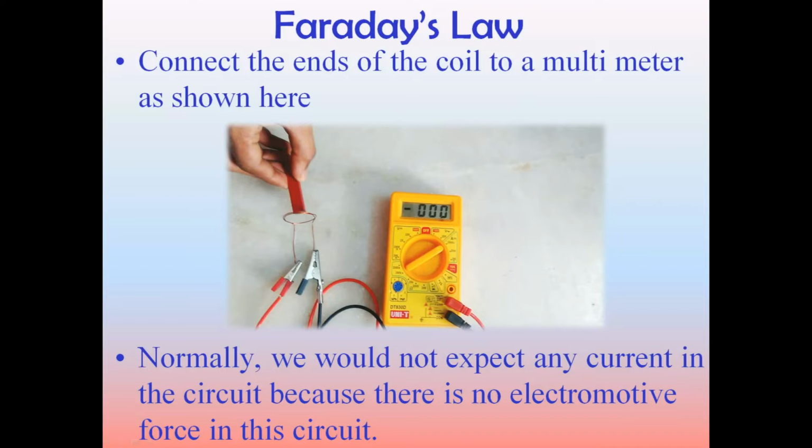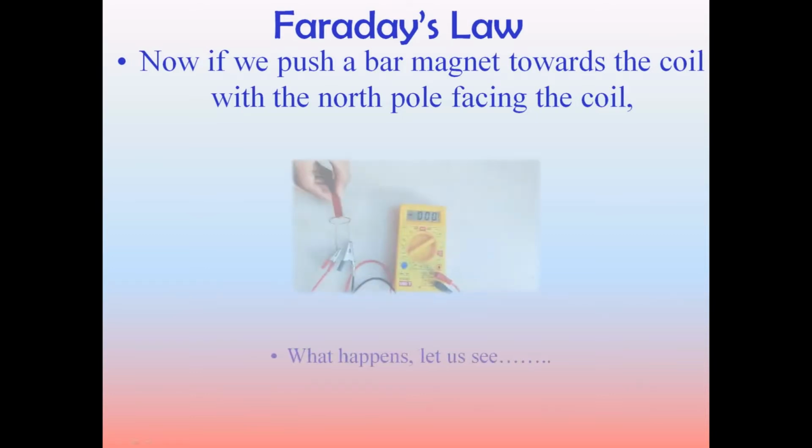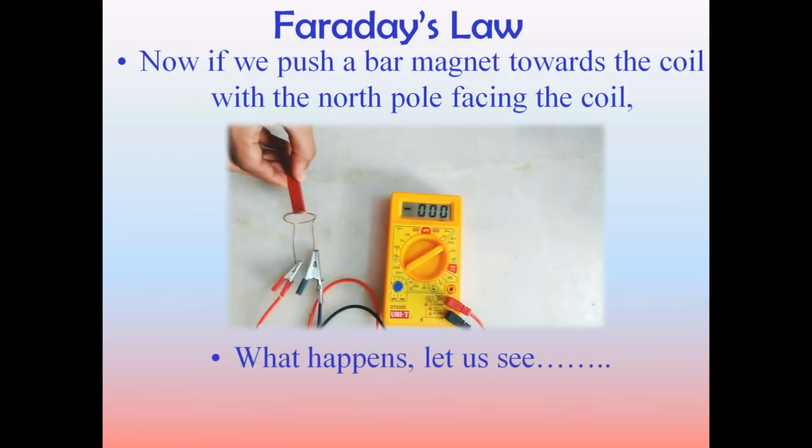Normally we would not expect any current in the circuit because there is no electromotive force in this circuit, that is, no battery. Now if we push a bar magnet towards the coil with the north pole facing the coil, what happens? Let us see. Look here, arrange like this. Now push the bar magnet.